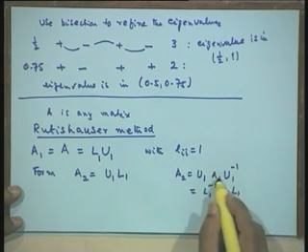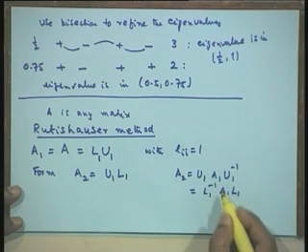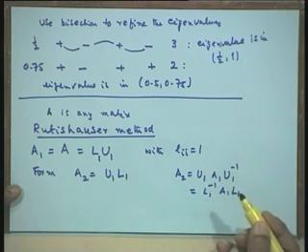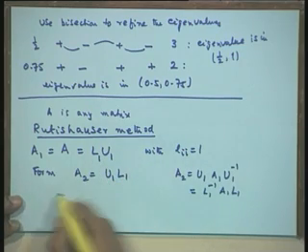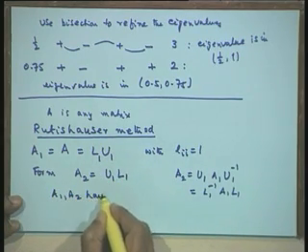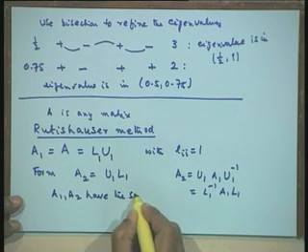Therefore, A1 and A2 are similar matrices because this is a similarity transformation. Therefore, A1 and A2 have the same eigenvalues.